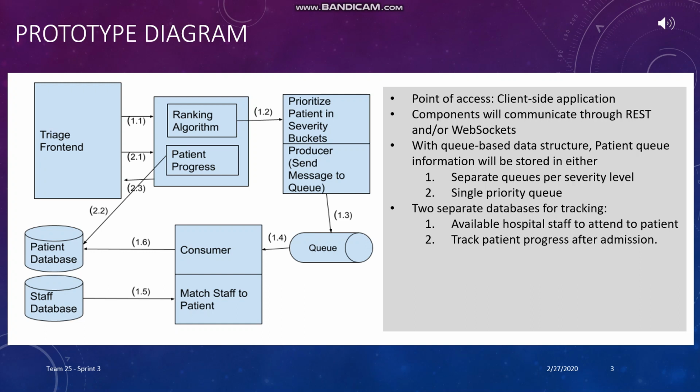Our data structure is queue-based. Patient information will be sorted in either one priority queue or different queues for different severity levels. We have 2 separate databases, patient data and hospital staff data. These 2 databases will be used to track available hospital staff to attend to patients and to track patients' progress after admission.